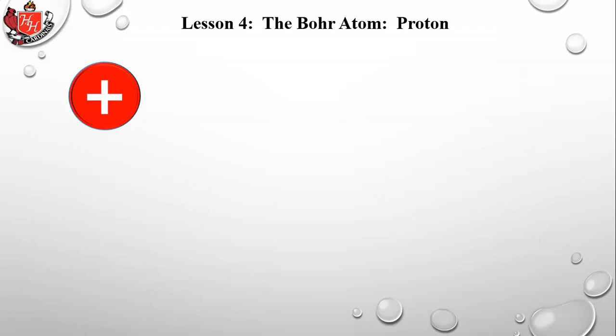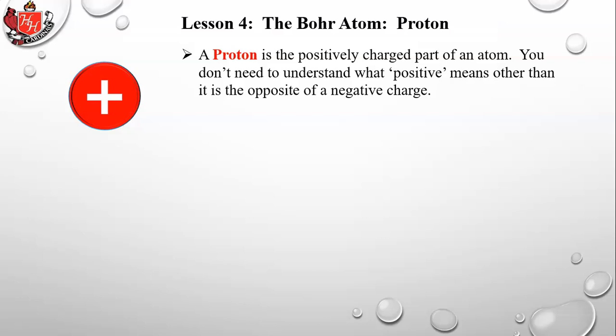So let's look at each of the three subatomic particles individually. A proton is the positively charged part of an atom. You don't need to understand what positive means other than it's simply the opposite of negative. They could have called it the up and down particle. They could have called it the yes and no difference, but they decided to call it positive and negative.